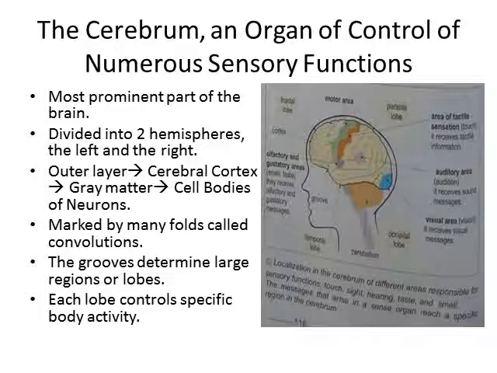So over here, we're talking about the cerebrum in specific, the organ of control of numerous sensory functions. So everything we sense from the outside world is controlled in the cerebrum, in the largest part of the brain. Okay, so the cerebrum is divided into two hemispheres, or two parts, the left and the right. And the outer layer of the brain, as you could see in the picture, is made up of gray matter, and it's known as the cerebral cortex. Okay, the gray matter contains only cell bodies of neurons.